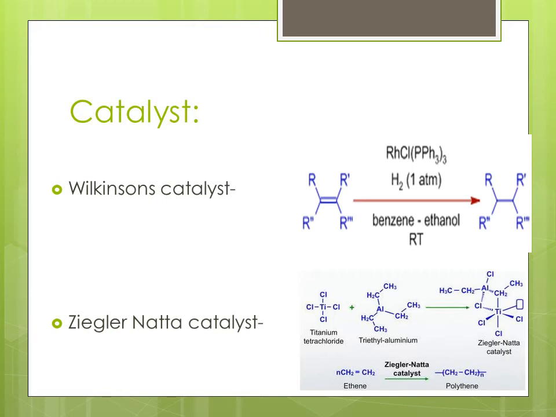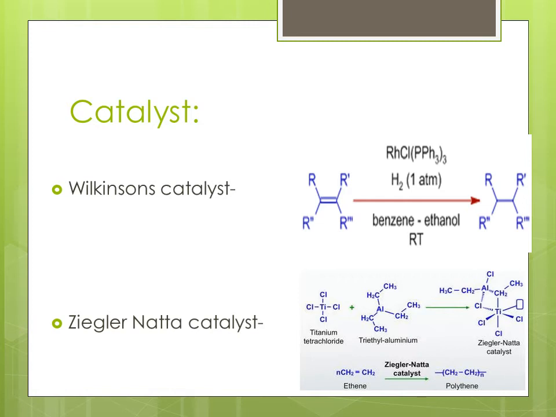It will convert alkene into alkane, that is, the double bond is getting converted into a single bond. So this rhodium is a transition element. This is the coordination compound example.